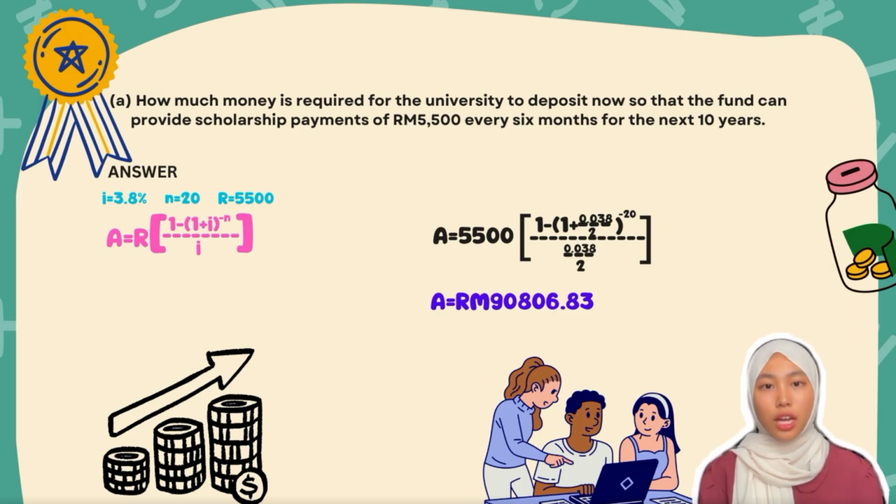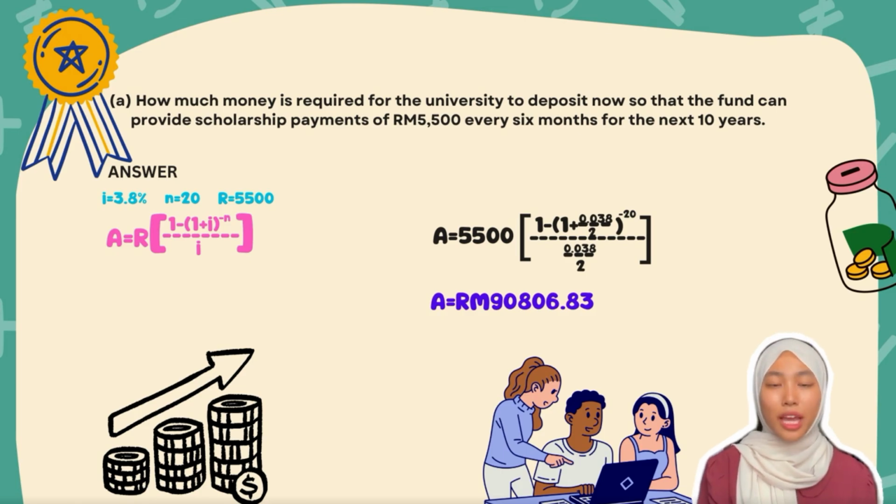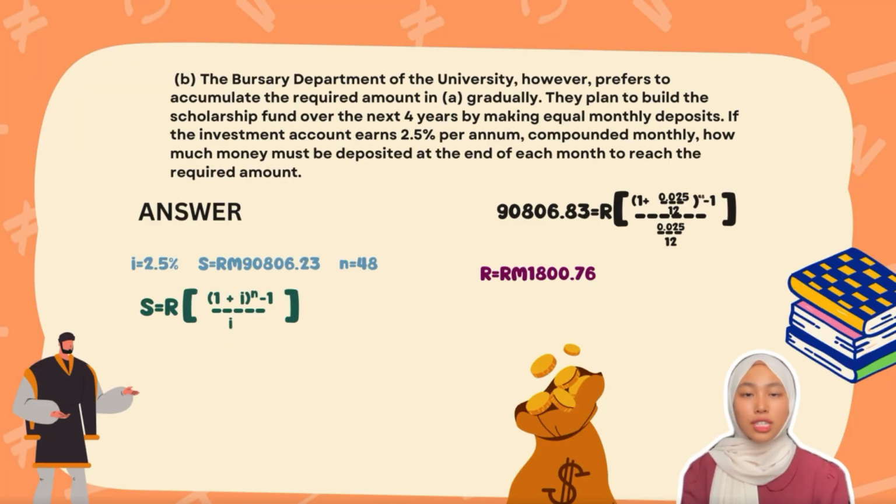Now is n. N is the years times how many times you are compounded. So 10 years times 2, so it will be 20 for the n. Now you just have to apply all these values to the formula, press your calculator and you will get the final answer. The final answer is 9,806 ringgit 83 cents.